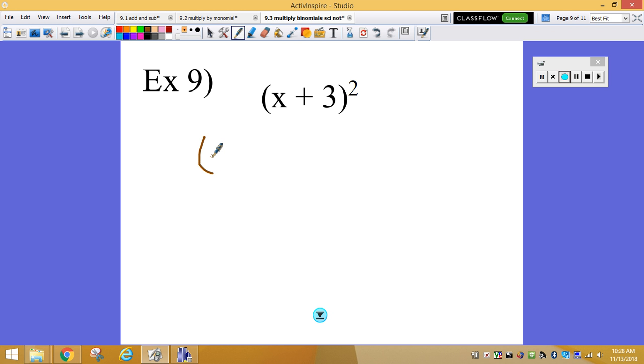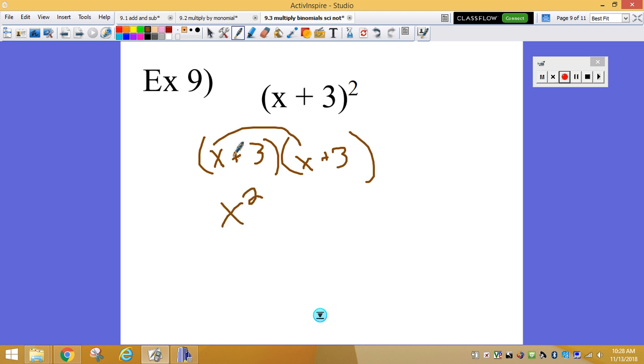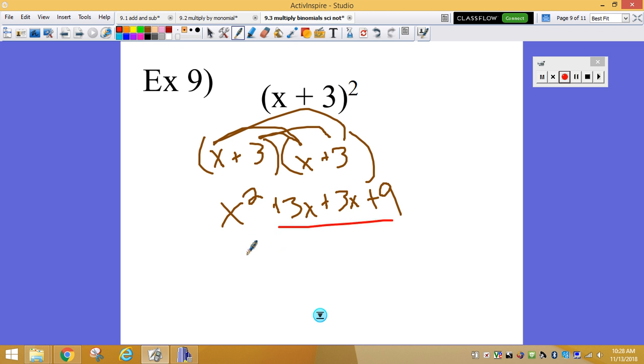Okay, so remember that squared on the outside really just means do x plus 3 times x plus 3. So x times x is x squared. X times 3 is 3x. 3 times x is 3x. And 3 times 3 is 9. Now, can I combine anything? I sure can. These two in the middle. So I get x squared. 3 plus 3 is 6x. And then bring down your plus 9.